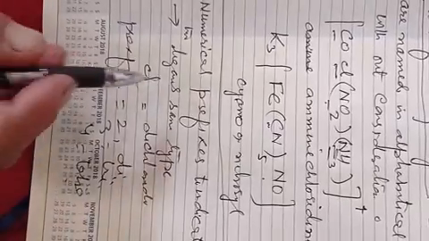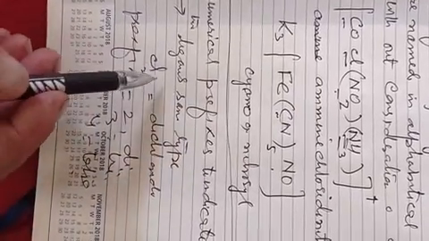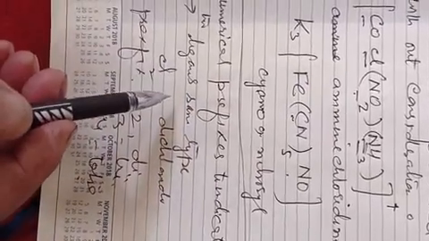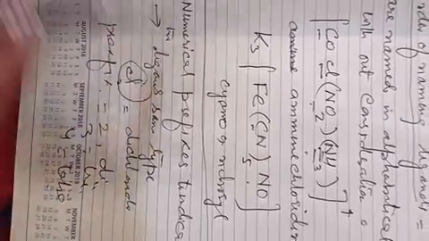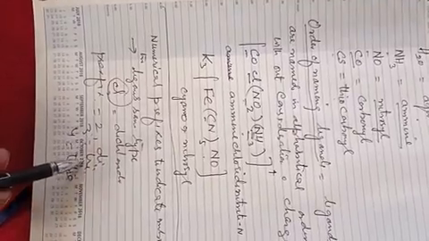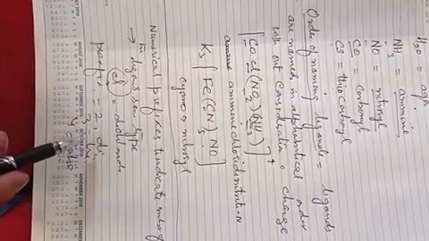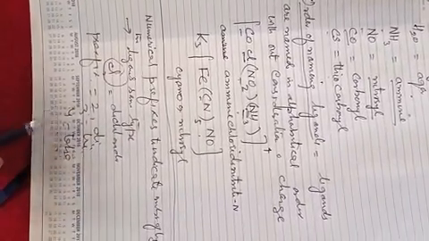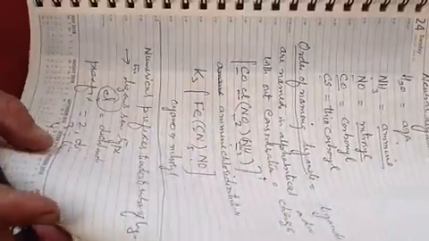These are the numerical prefixes. For example, if two or more ligands of the same type are present, then you have to use the prefixes di, tri and tetra. Di for 2, tri for 3, tetra for 4.